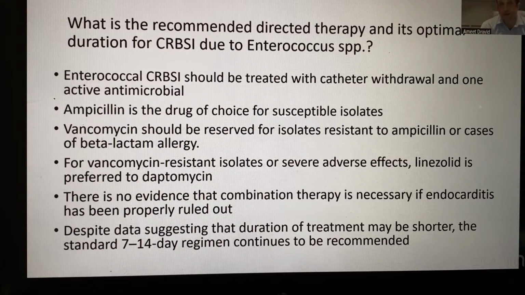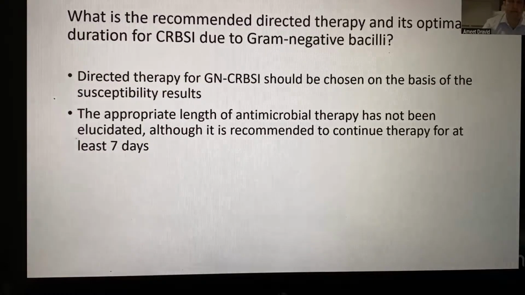Ampicillin is the drug of choice for susceptible isolates. However, if it is ampicillin resistant, then vancomycin is the drug of choice. And if it is vancomycin resistant, then daptomycin is the treatment of choice. Despite all this, the duration of treatment has to be 14 days from the culture sterility. So once the culture is sterile, 7 to 14 days from that, we have to give antibiotic therapy to clear the bacteria from the blood.